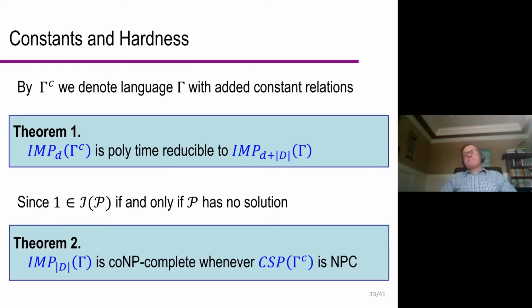So if the CSP is NP-complete, well, we know that every CSP is either polynomial time or NP-complete. So if it's NP-complete, then the corresponding IMP is also hard. It's co-NP-complete. Right. So just immediately from observations like this, we can get a complexity lower bound on at least some.